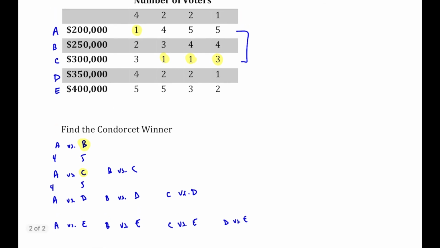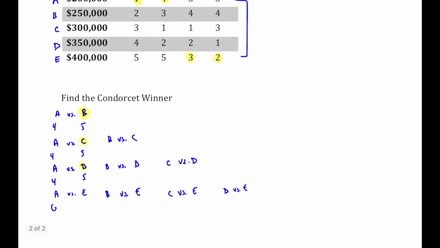We're going to look at the winner between A and D. So we go through and we look at all of those head-to-head matchups. A versus D. And A again loses. We've got 4 to 5. And lastly, we'll take a look at A versus E. Ooh, A finally wins something. So we've got 6 to 3.